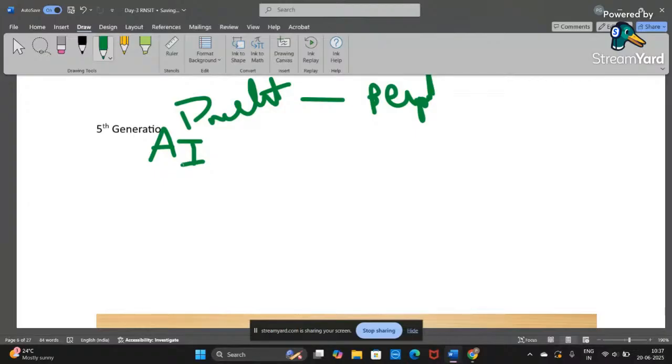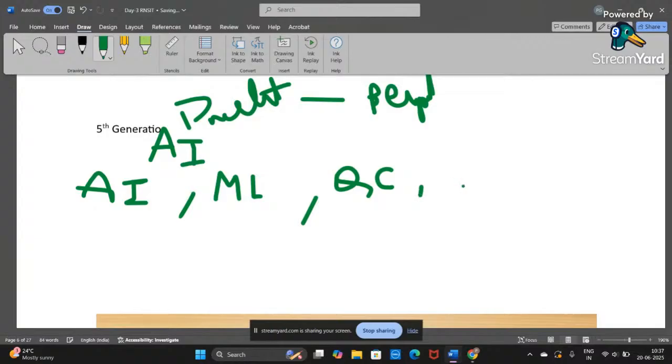Fifth generation is mainly artificial intelligence, that is nothing but AI. Then technology used in this is AI, machine learning, quantum computing, then robotics. The main aim of this generation is to make computers think and make decisions like humans. Programming languages are high level programming languages.